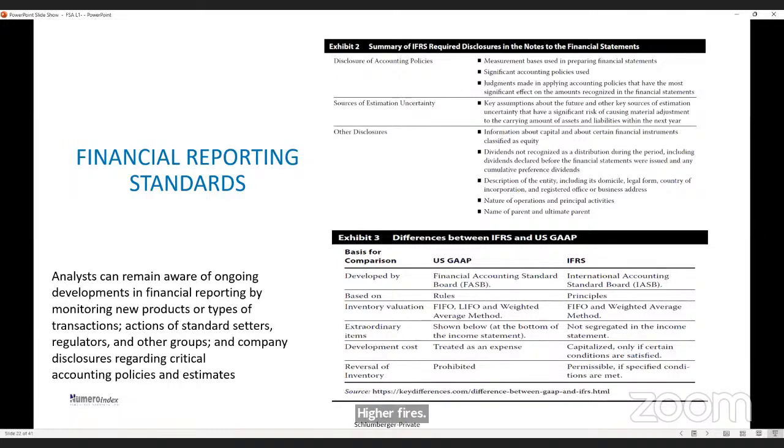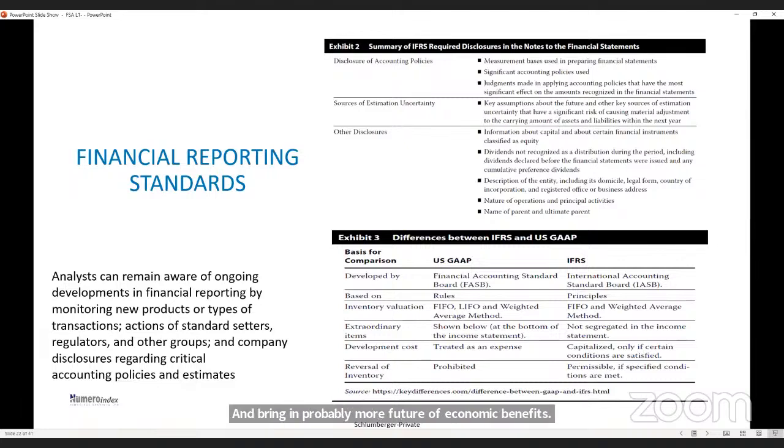Extraordinary items are shown on the bottom of your income statement for US GAAP. They are not segregated when it comes to IFRS, right? Development cost, you treat it as what? Expense under US GAAP. But for IFRS, you can capitalize if and only if some conditions are met. What are the conditions? That this is going to bring in a probable future inflow of economic benefits, right?